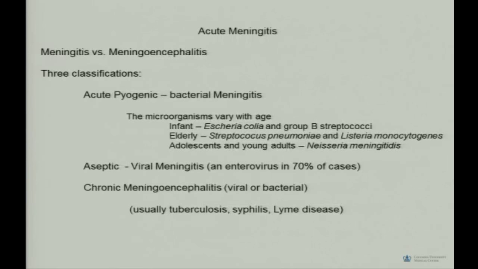Viral meningitis is sometimes referred to as aseptic meningitis, but of course it's not aseptic. It just refers to the presence of meningitis without cloudy spinal fluid. Okay. And viral meningitis, about 70% of the time, is caused by some kind of enterovirus. Okay. So it's basically a GI virus that is somehow causing the infection in the meninges.